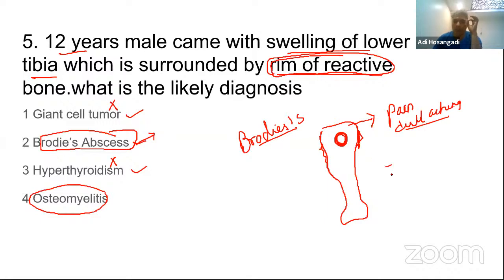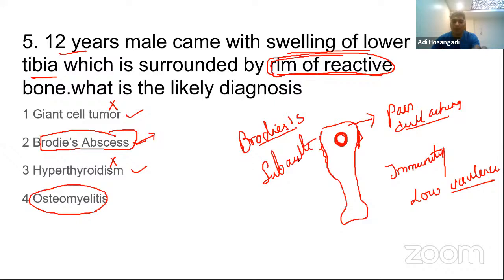This is possible when the immunity of the patient is very strong, or a low virulence organism is the cause. You should remember all these words. These are important. So Brodie's abscess is found in infection with low virulence or with very good immunity of a patient, and the body has successfully tried to contain the infection in a very small location. What is important again is that Brodie's abscess is one type of subacute osteomyelitis.